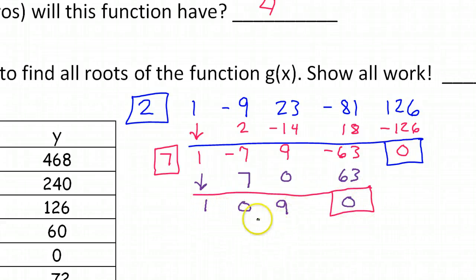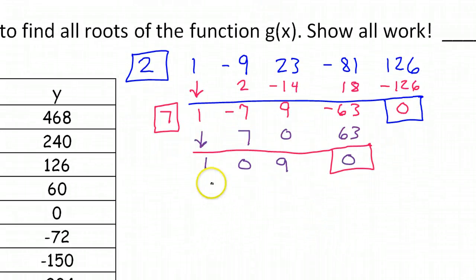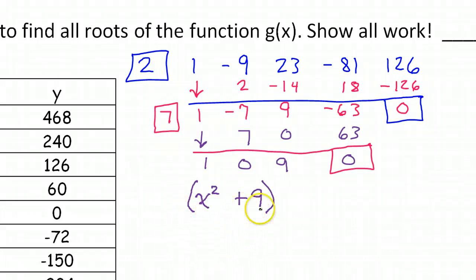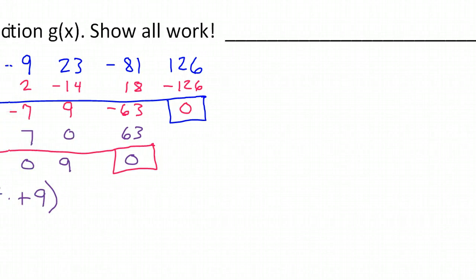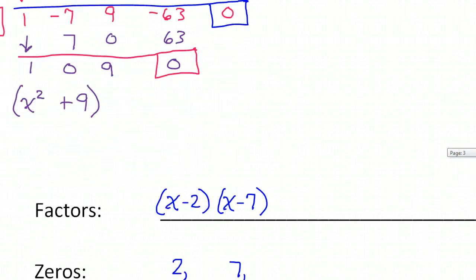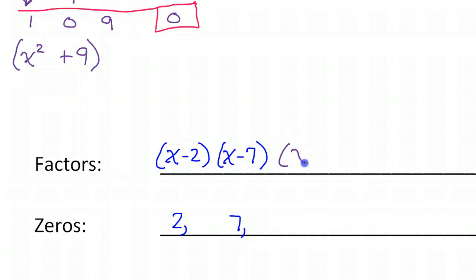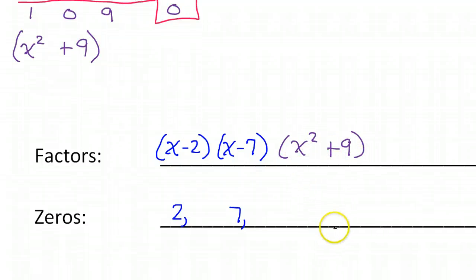Well, this would be a trinomial, except the middle is 0. So, putting the variables back in, what we have is x squared plus 9. This cannot be factored, so that means this is the remaining factor of our factored form. So let's go ahead and add that to the list. We've got x squared plus 9 as our remaining factor.